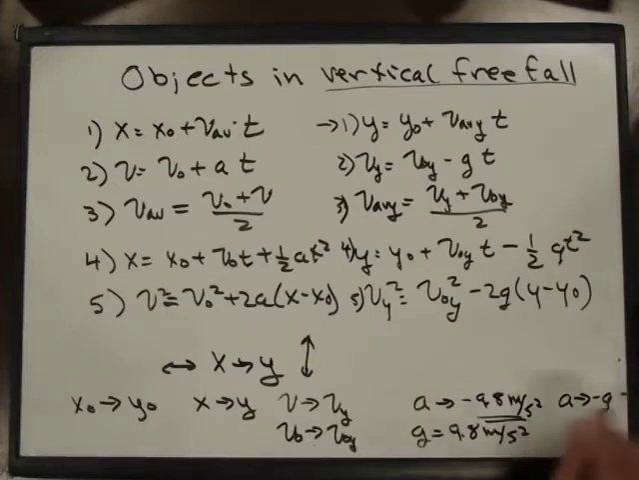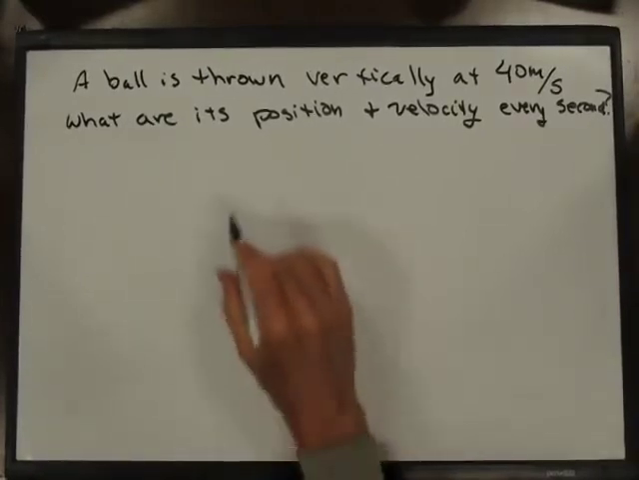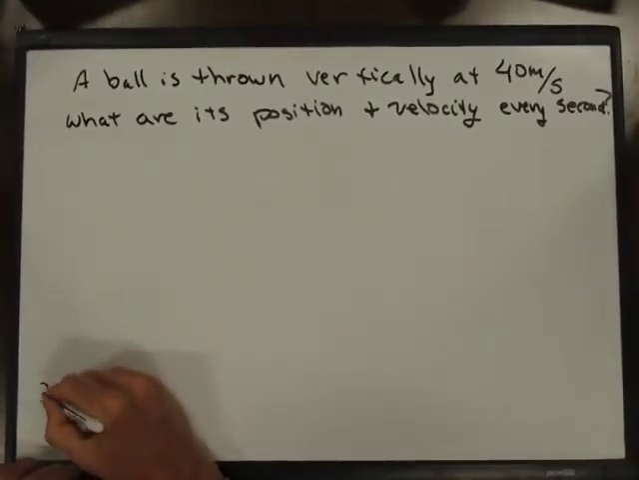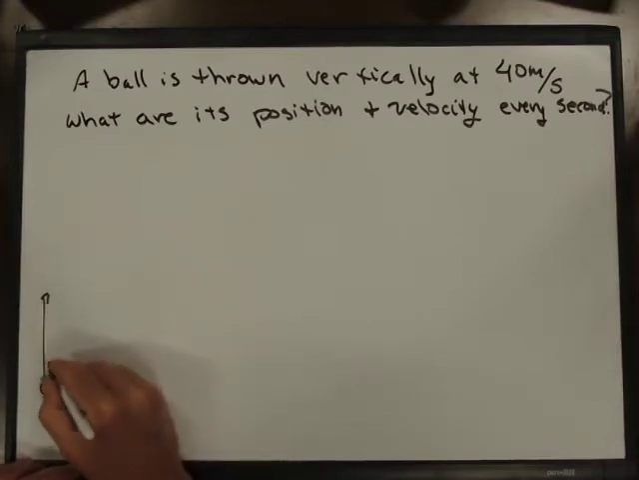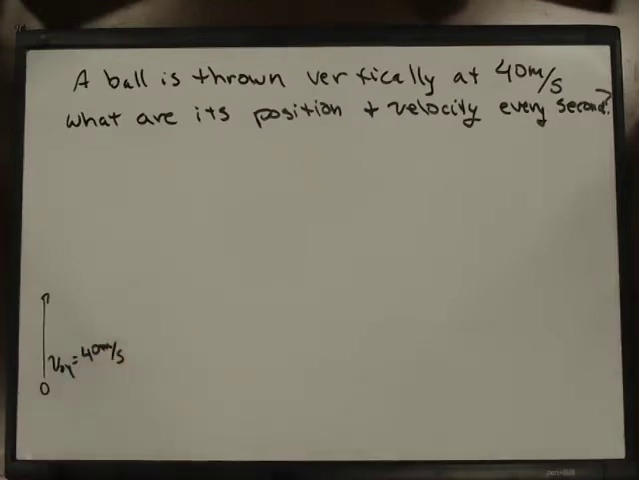Okay. So a ball is thrown vertically. So I take a ball and I throw it vertically, right? V naught y is equal to 40 meters per second. And we're going to ask the question, what are its position and velocity every second after that?